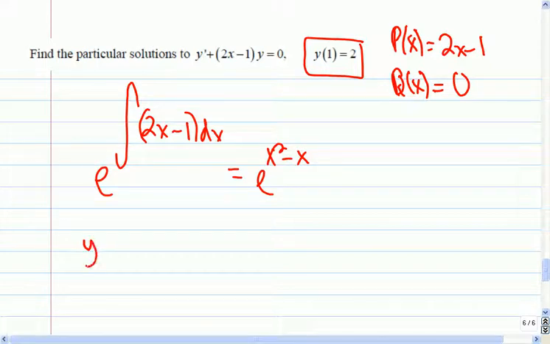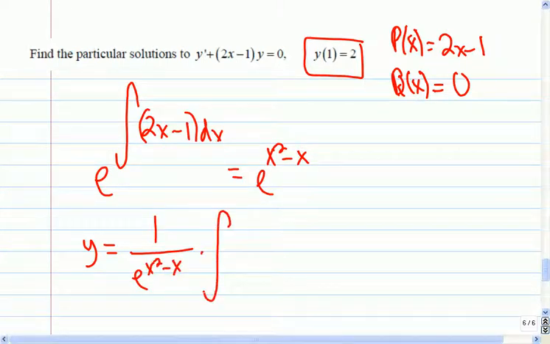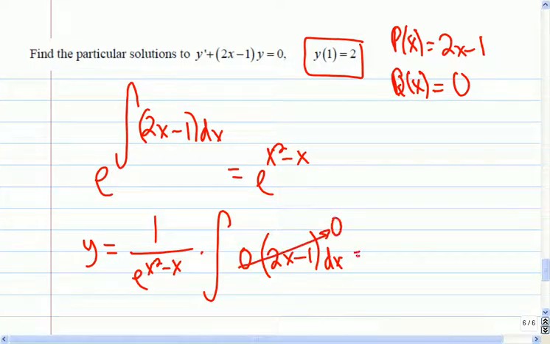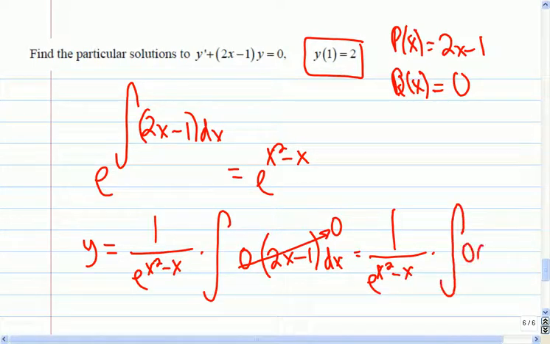Now when I set this up, and I get y equals 1 over the integrating factor, q of x, which is 0, times 2x minus 1. Well, what that means is 0 knocks this out, the whole thing becomes a 0, and I end up with 1 over e to the x squared minus x times the integral of 0 dx. And that's the part that people kind of think, oh, well, I'm multiplying by 0, the whole thing must disappear. But that's not what's happened.